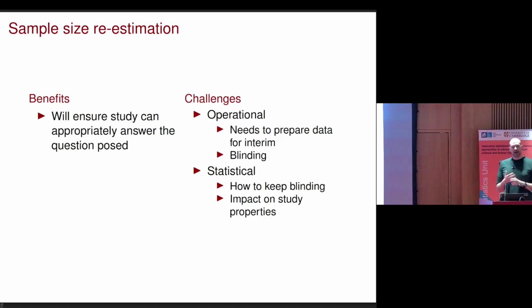Sounds like a trivial exercise because obviously everybody is looking at clean data all the time anyway, but in reality, there's extra effort making sure that I have good data to make my interim decision. I need to think about how can I maintain blinding if it is a blinded study in the first place, and so on and so forth. There are some statistical questions. Can I statistically ensure that I don't need to unblind the data in the first place, for example? And it does have some impact on study properties, error rates in particular, if we do sample size re-estimation.